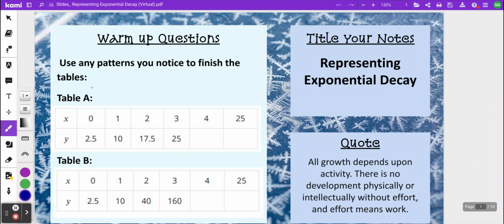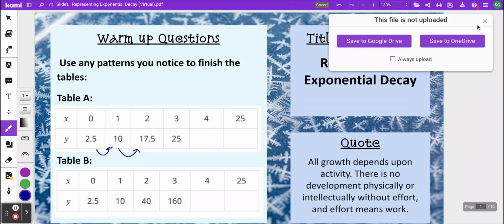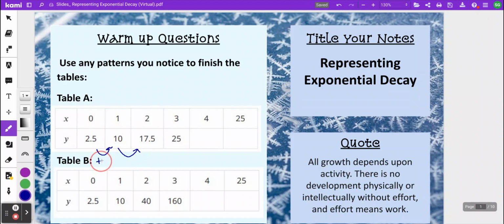In the first table, the pattern we need to notice is that each time in our table, we are adding a number. Specifically, we are adding 7.5 each time. Now, noticing that pattern is going to help me figure out this next one here. All I've got to do is 25 plus 7.5. That would be 32.5. But to get to 25, I don't want to have to keep adding 7.5 again and again and again until I get up to that 25th value.